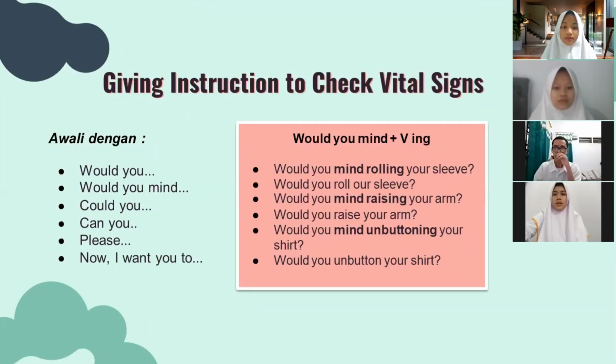The next slide is giving instructions to check vital signs. We can start with would you, or would you mind, or could you, or can you, or please, and the last one is now I want you to. For example, would you mind plus verb-ing. The first one is would you mind rolling your sleeve?